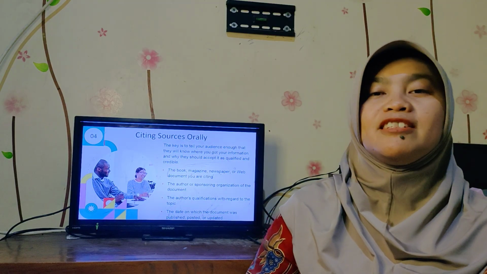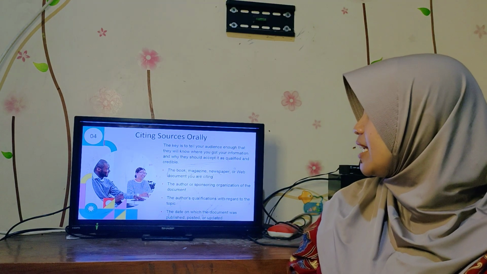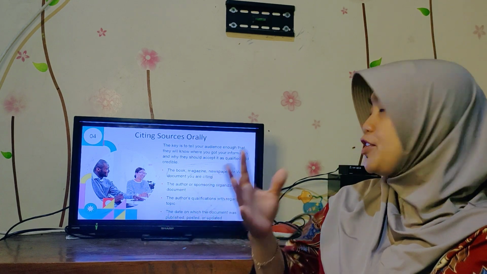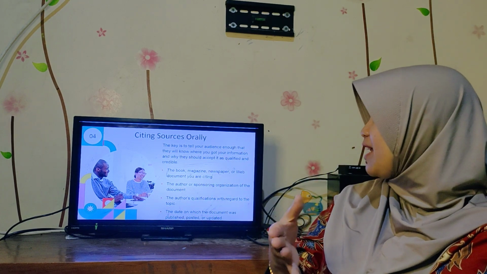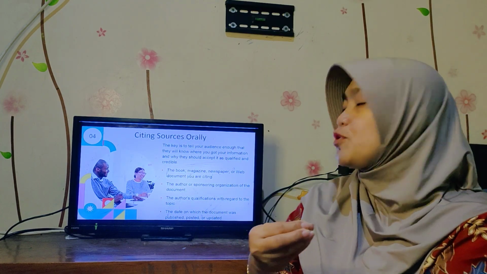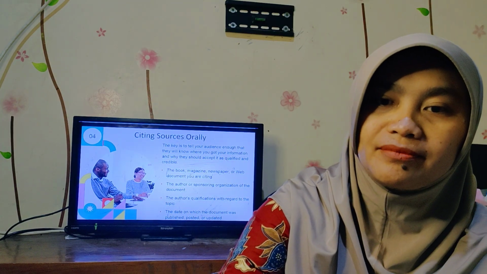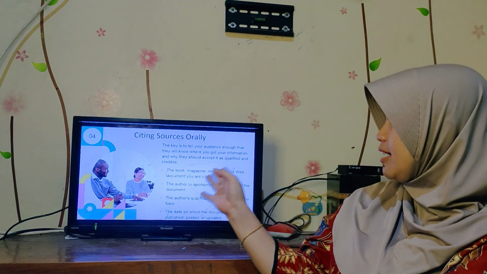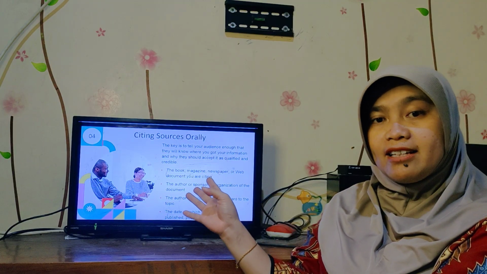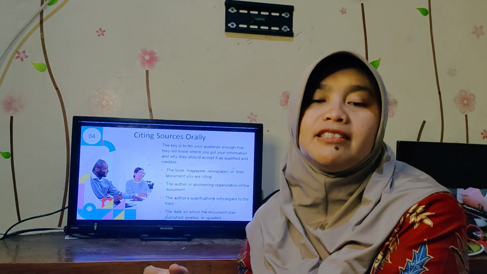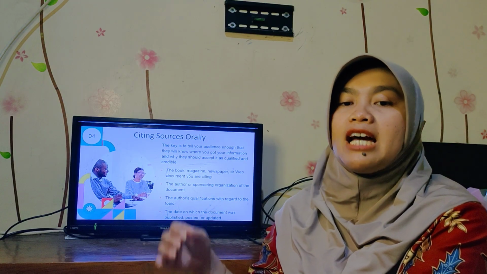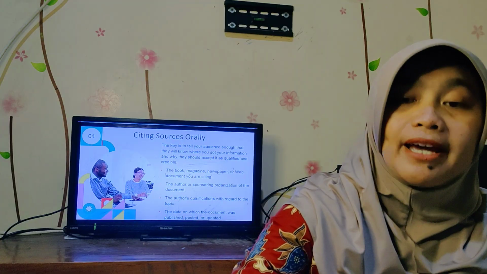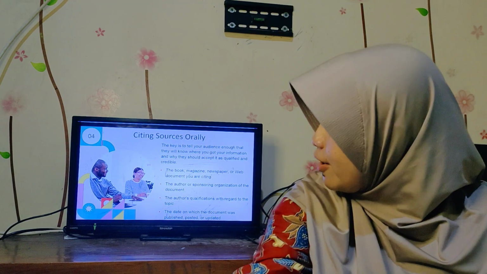Next is about citing sources orally. The key is to tell your audience enough that they will know where you get your information and why they should accept it as qualified and credible. We can get it from the book, magazine, newspaper, or web document you are citing, and then the author or sponsoring organization of the document, and then the author's qualification with regard to the topic, and the date on which the document was published, posted, or updated.